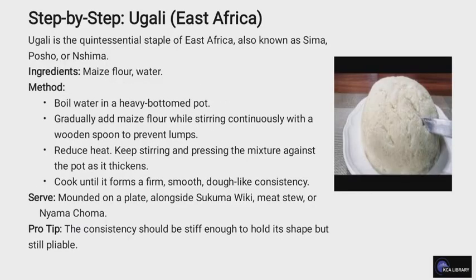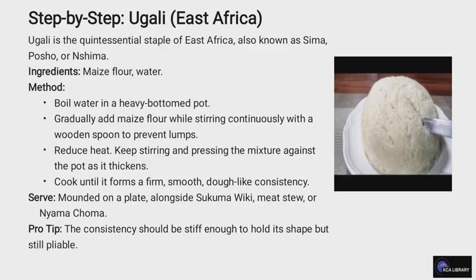For ugali, ugali is the quintessential staple of East Africa known as sima, posho, and nshima. The ingredients used are mainly maize flour and water. The method is to boil water in a heavy-bottomed pot. You gradually add maize flour while stirring continuously with a wooden spoon to prevent lumps.